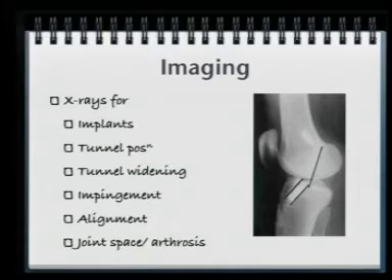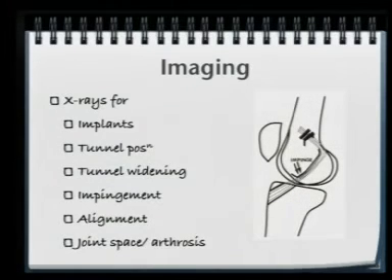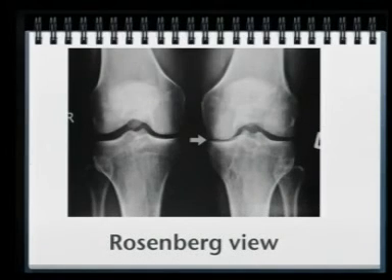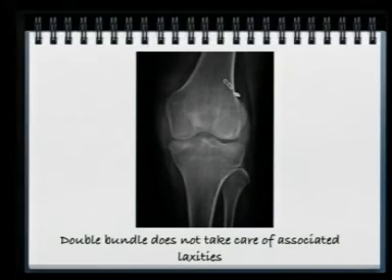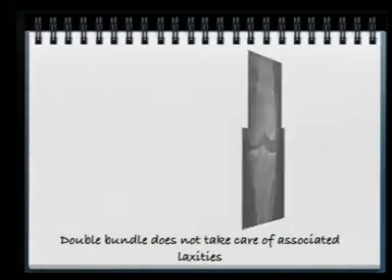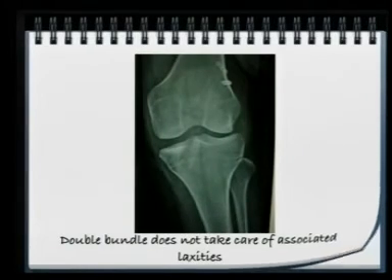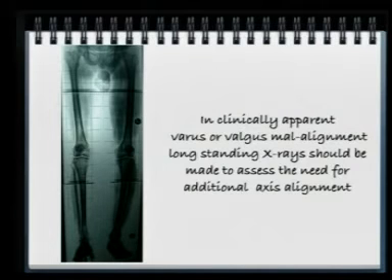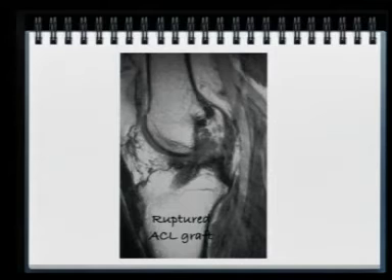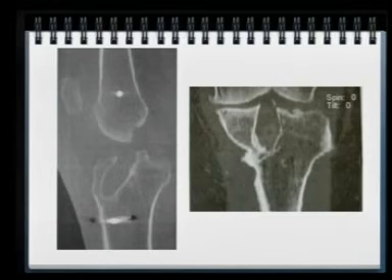Imaging is extremely important. Plain X-rays can give you the position of the implants, tunnel positioning, tunnel widening, impingement, alignment, and joint space and arthrosis. A Rosenberg's view helps you in finding out early arthrosis and joint space narrowing. In some cases, you may do a stress view to find out the cause of failure and associated laxities. In most patients who have to undergo revision ACL, we will normally do a scanogram to make sure that the alignments are okay. An MRI is useful, but sometimes may not be adequate in the presence of different implants.